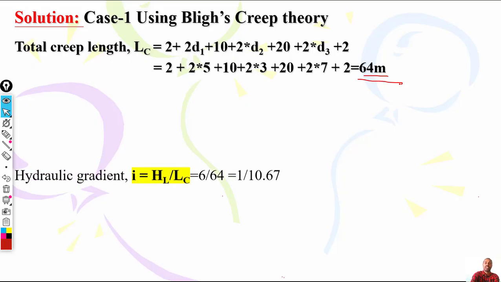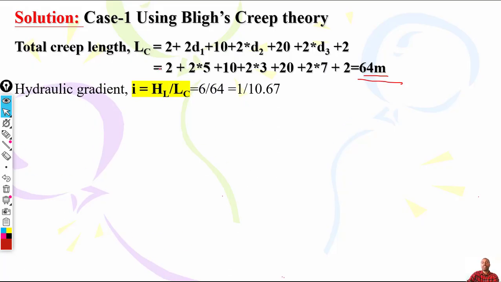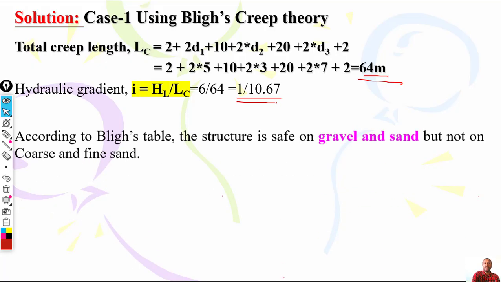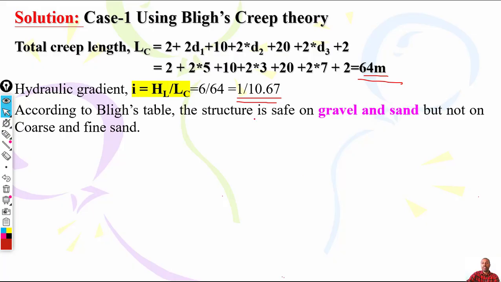This is the total creep length, and the hydraulic gradient is just HL divided by LC. Then you get this hydraulic gradient. Once you compute the hydraulic gradient, according to Bligh's table, the structure is safe on gravel and sand. We will check this value in Bligh's creep coefficient table, but it is not safe on coarse sand and fine sand.